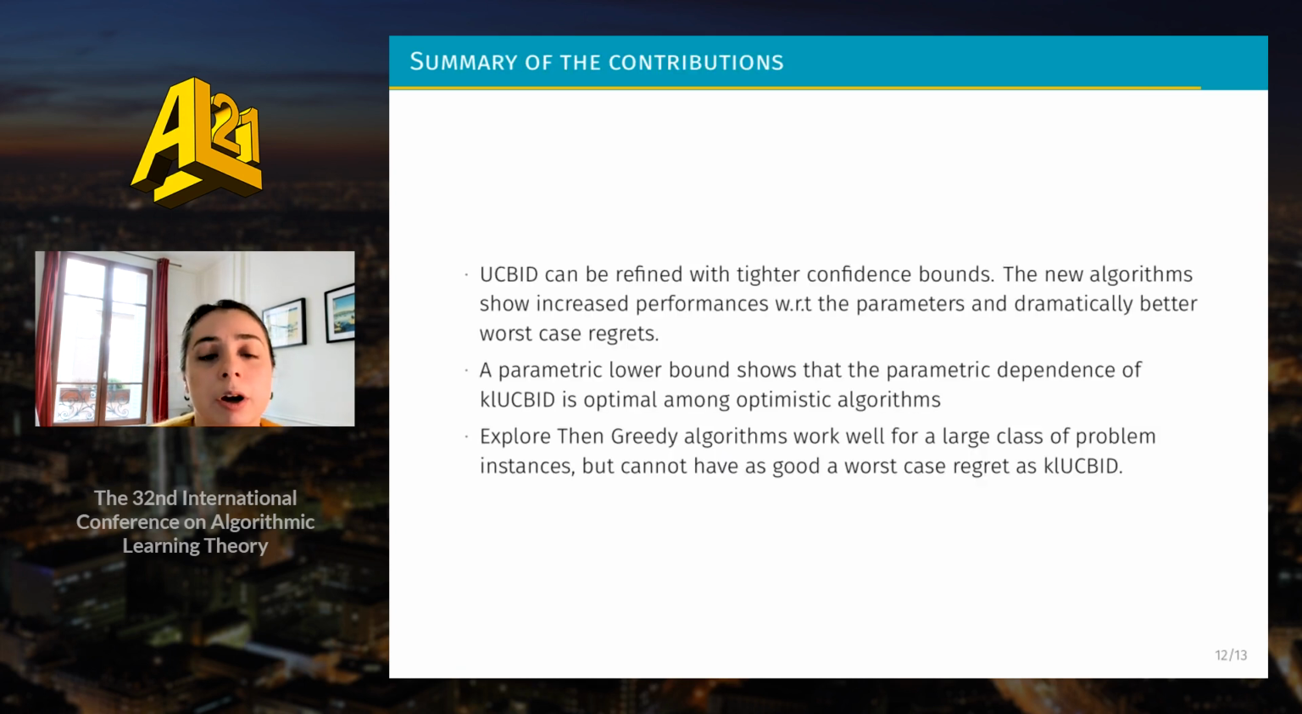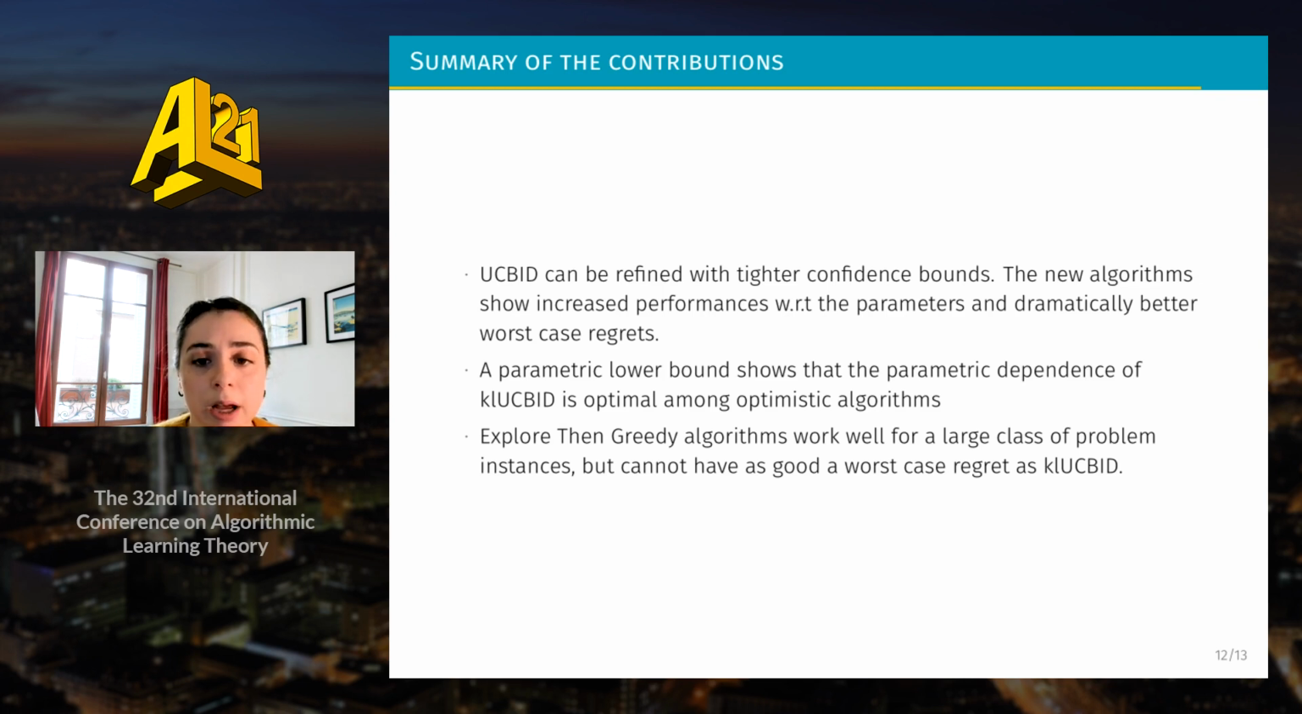To conclude, we have shown that UCB can be refined with tighter confidence bounds. The new algorithms that are developed with tighter confidence bounds show increased performances with respect to the parameters and dramatically better worst-case regrets, which is shown in the paper. A parametric lower bound shows that the parametric dependence of KL UCB is optimal among optimistic algorithms.